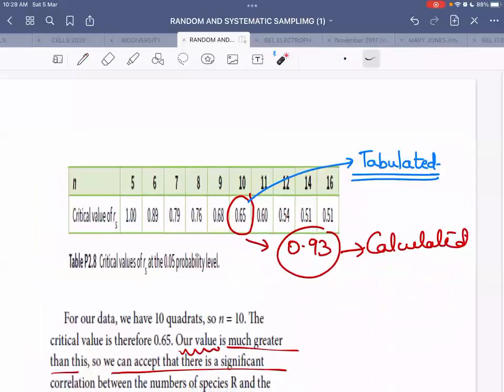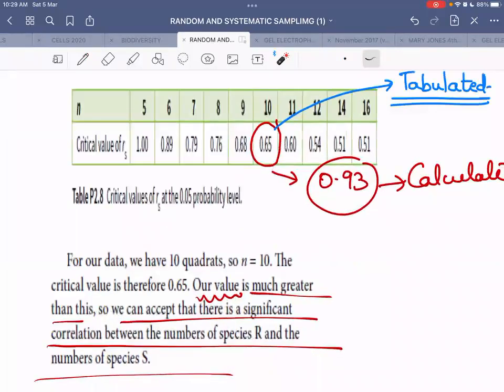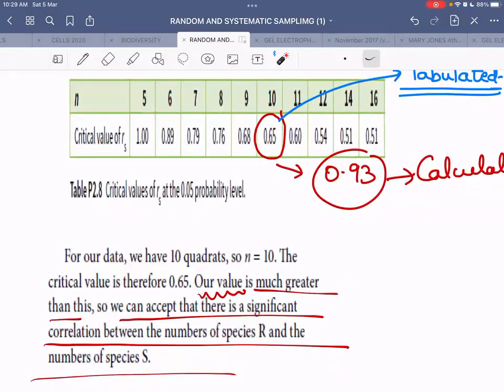So this means there is a significant relationship between the species S and species R. देखो इसमें क्या लिखा है? For our data, we have 10 quadrats. So for this question, n is equal to 10. The critical value is therefore 0.65, जो कि हमें टेबल में नजर आ रही है. The value which we calculated was 0.93, which is much higher than the tabulated value.